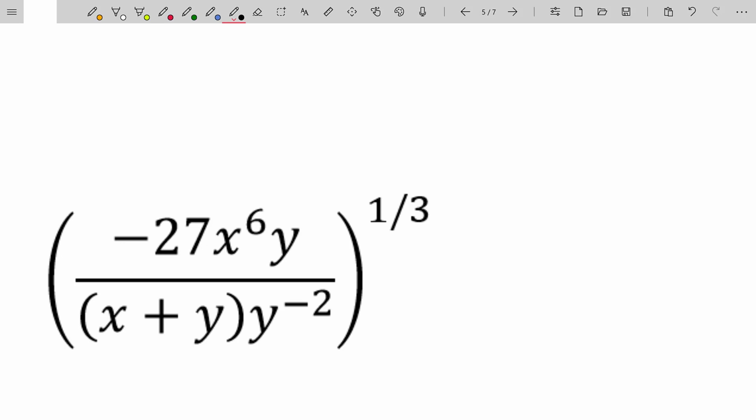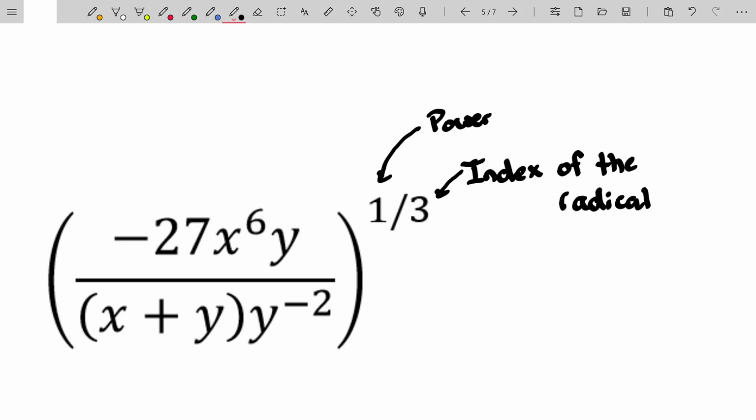One thing you do want to be aware of is that if you have a rational exponent like this, the numerator of the rational exponent is the power, and the denominator is the root, or the index, I guess you could say, of the root. Although we're not going to use that in this example, I just want to remind you that that's what that notation means. The numerator of the exponent is the power, the denominator is the index of the radical.